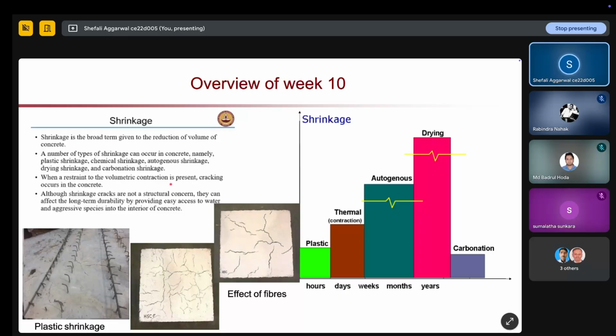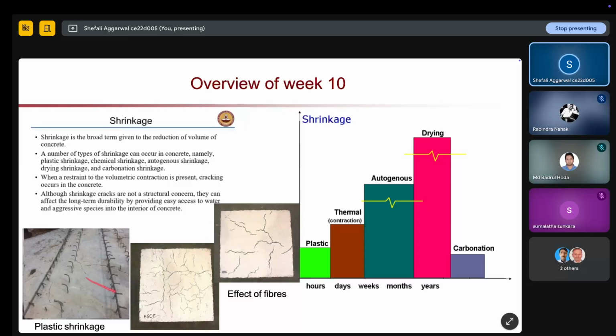The next topic you might have studied is shrinkage. Shrinkage is the reduction of volume of concrete due to movement of water. There are 5 types of shrinkage: plastic, thermal, autogenous, drying, and carbonation-induced shrinkage. When you are placing your concrete, if you are not curing it properly, there will be a sudden loss of water due to evaporation, and that will cause cracks on the surface of the concrete. That is called plastic shrinkage.